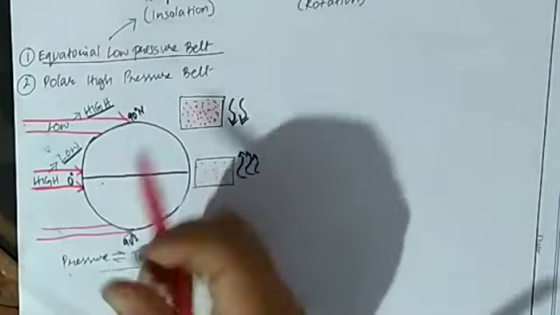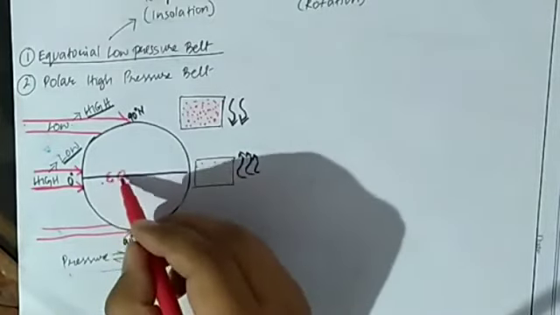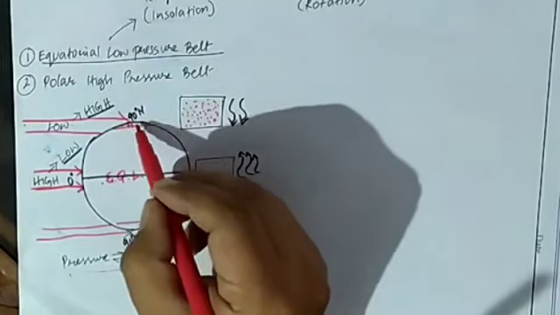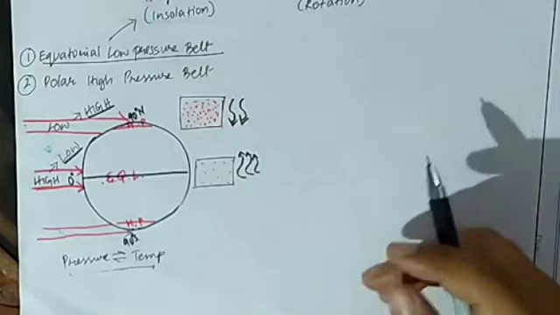Because of this reason the equatorial areas have low pressure, and the North Pole and South Pole areas have high pressure respectively. So because of the insolation and temperature, the equatorial low and polar high pressure belts are formed.